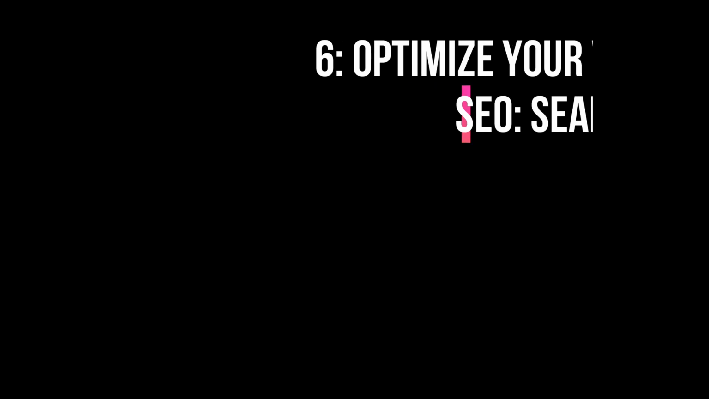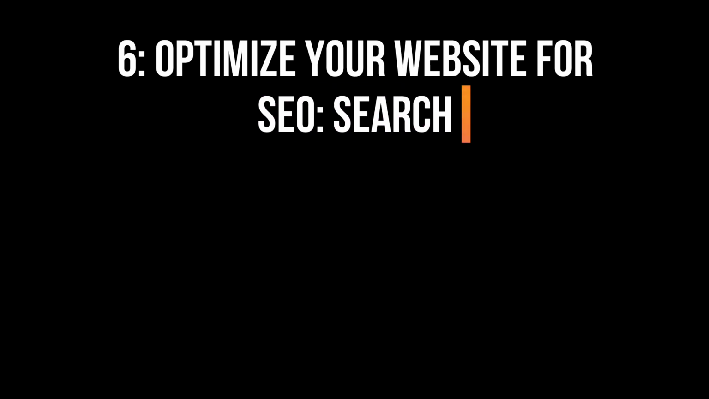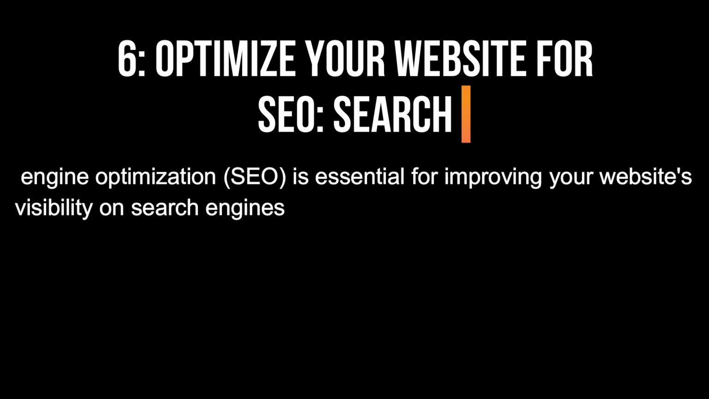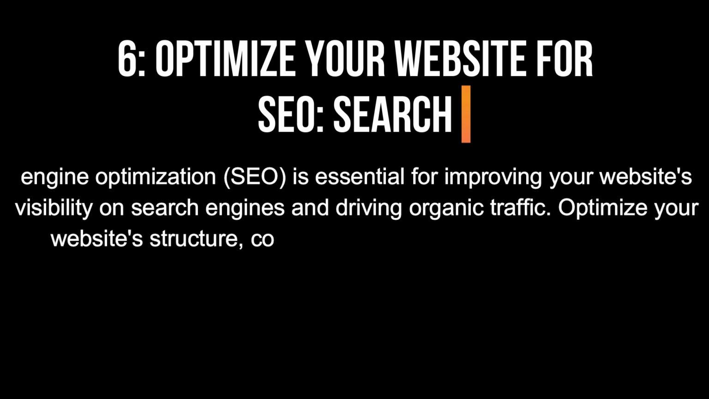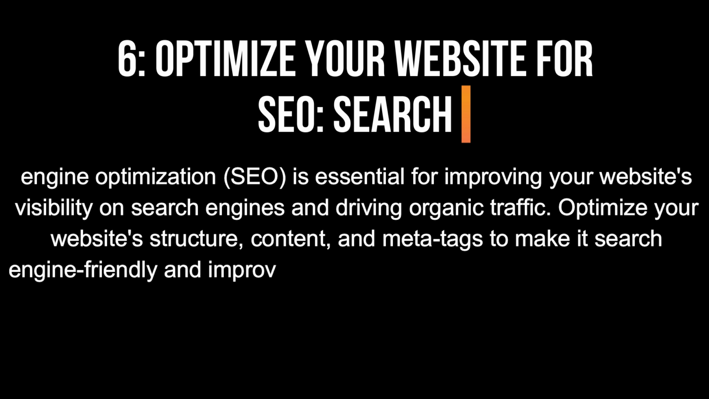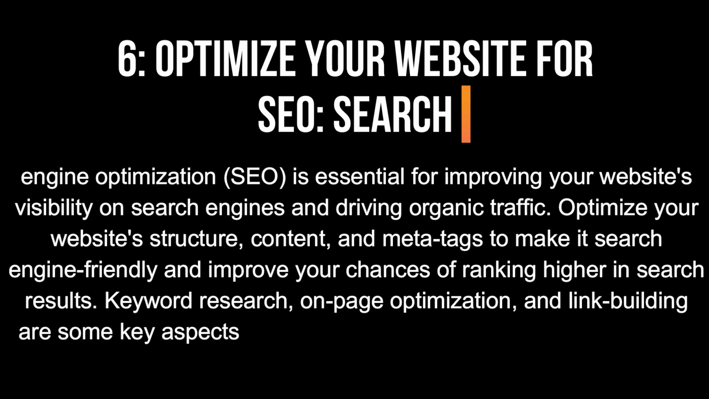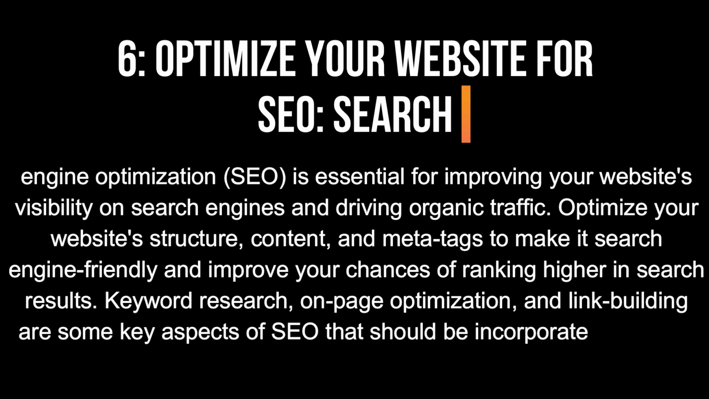6. Optimize your website for SEO. Search engine optimization, SEO, is essential for improving your website's visibility on search engines and driving organic traffic. Optimize your website structure, content, and meta tags to make it search engine friendly and improve your chances of ranking higher in search results. Keyword research, on-page optimization, and link building are some key aspects of SEO that should be incorporated into your marketing strategy.